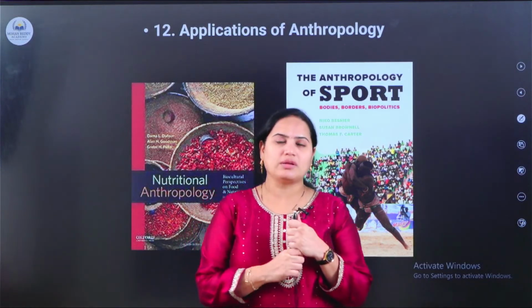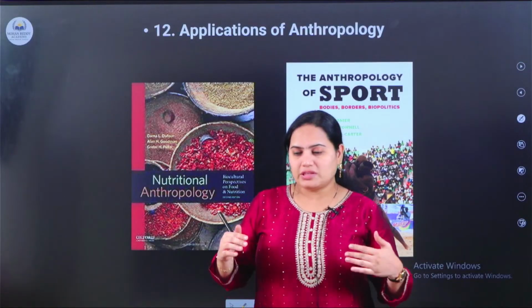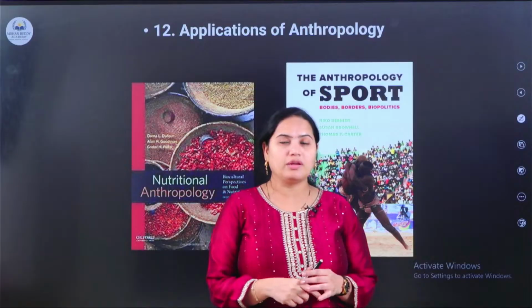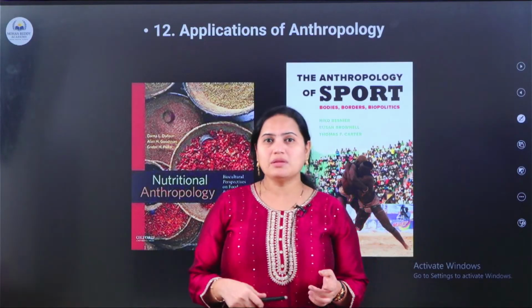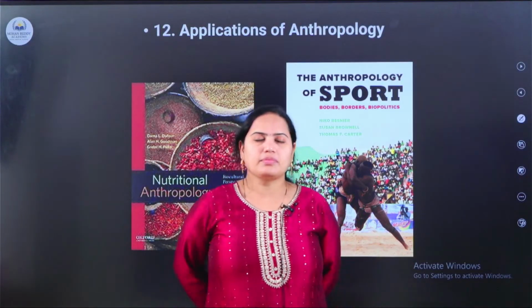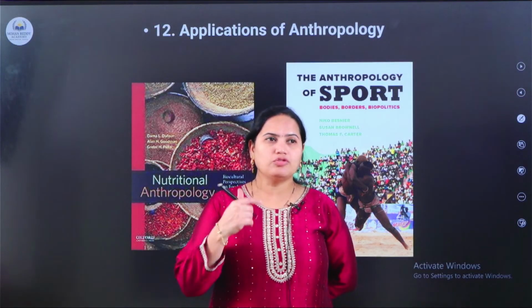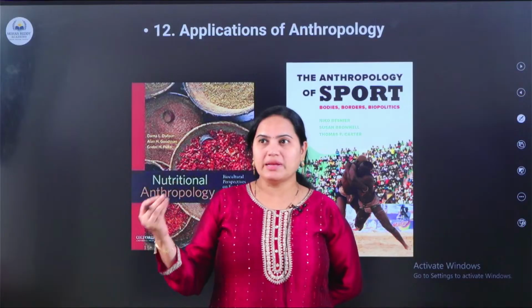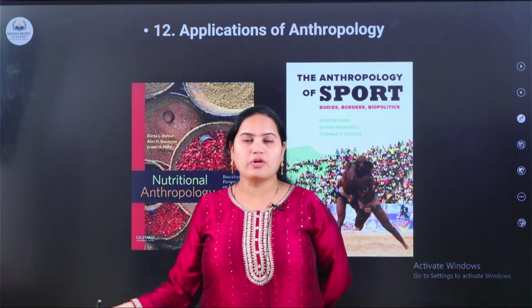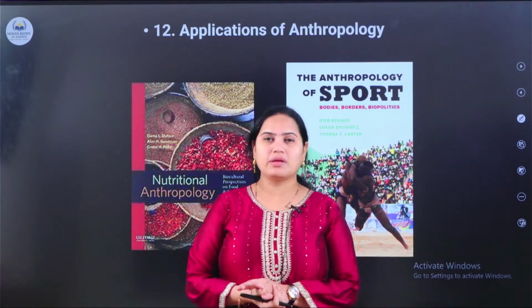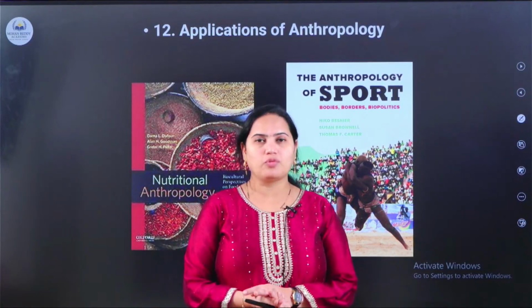If you are sitting on a chair, and if you are seated properly and it is convenient to you, which means that it is ergonomic enough, that is also an application of anthropology. It is used in defense equipment, in medical equipment, and in sports. We will study all of these in the 12th chapter, the various applications of anthropology.